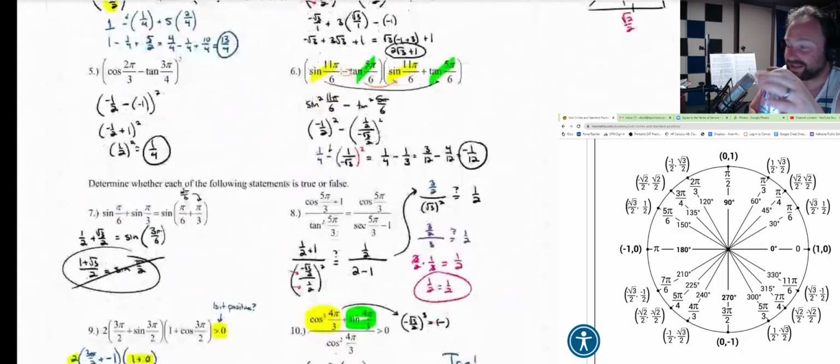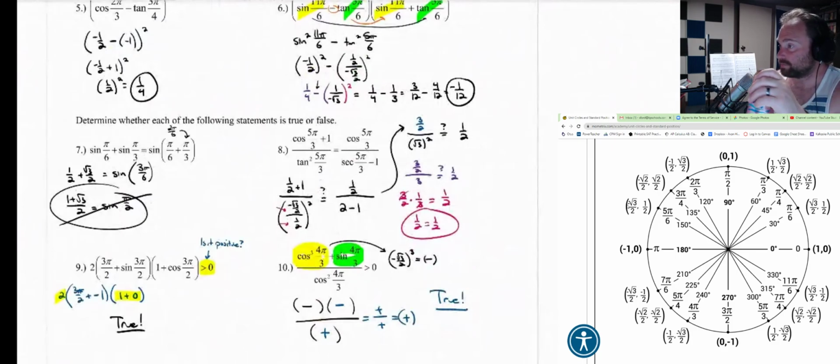This bottom half, I like it a lot. This bottom half is the kind of problem solving that we've been doing a lot lately, and the big changes here. So I especially like number 9 and 10. Really cool problems.